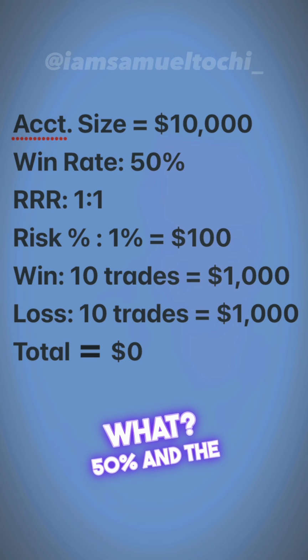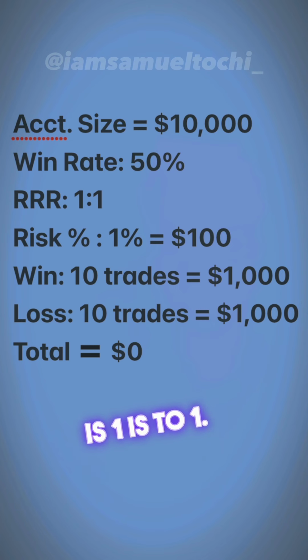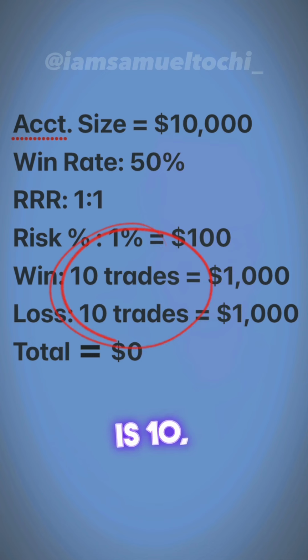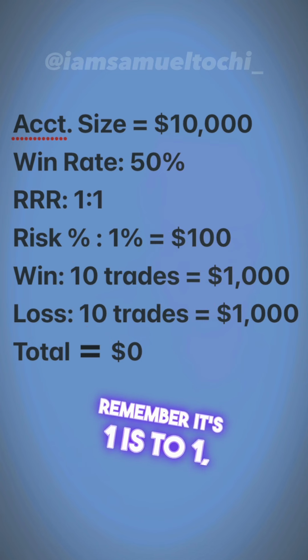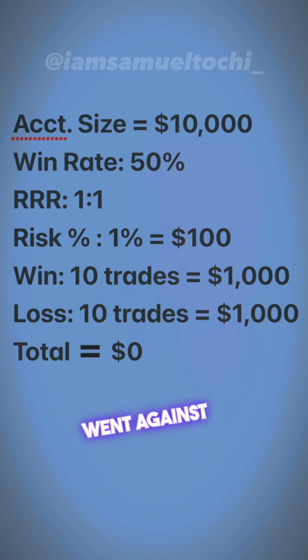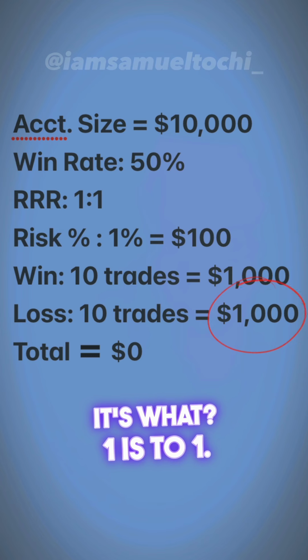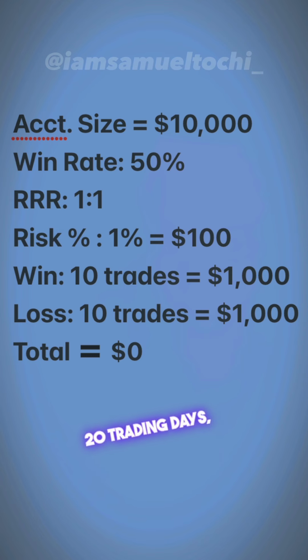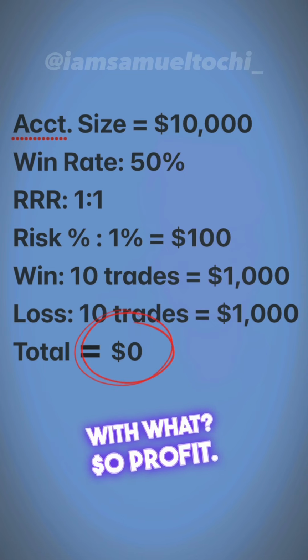Now let's settle that matter here. Now let's say the win rate is 50%, and the minimum risk to reward here is 1:1. Now the wins here is 10, the loss here is 10, 20 trades, right? So when it's going in your favor, remember it's 1:1, you made what? 1,000. You're risking 100 to make 100. And when it went against you, it's 1:1. So in total, after 20 trading days, you came out with what? $0 profit. You came out with break even.